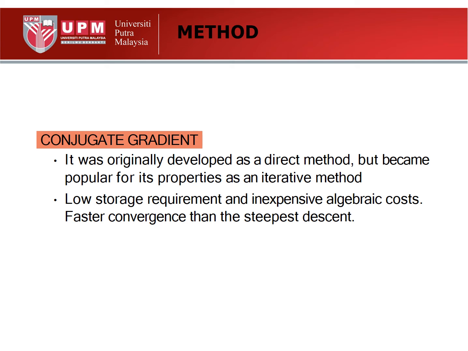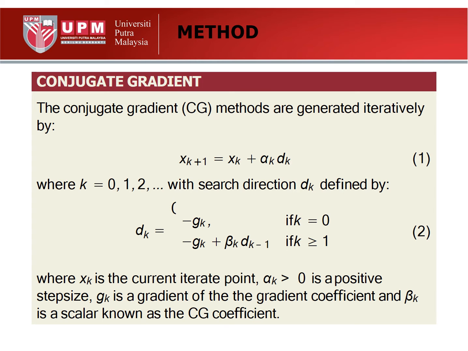So we proceed to the method, which is conjugate gradient. It was originally developed as a direct method but became popular for its properties as an iterative method. It is also popular because of its low storage requirement and inexpensive algebraic cost, and it has faster convergence than the steepest descent. This is the conjugate gradient algorithm, which is generated iteratively.